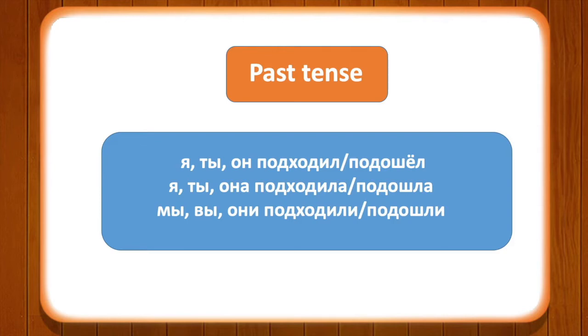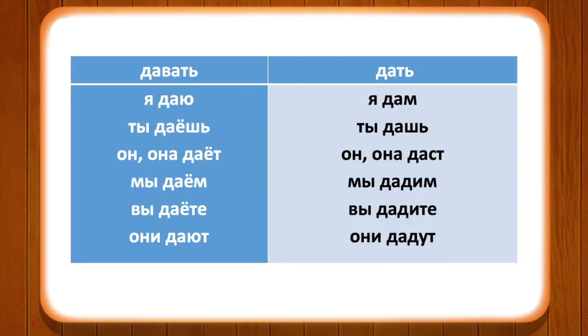Now we will go ahead and pay attention to the next set of verbs. The verbs are давать and дать. Please pay attention to the conjugation of these two verbs while I conjugate them for you. Давать and дать mean to give.